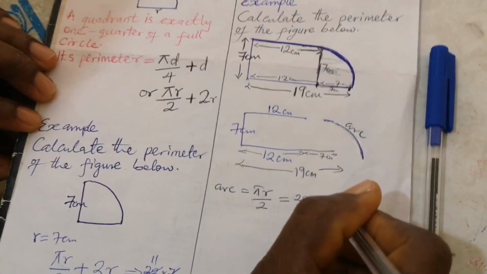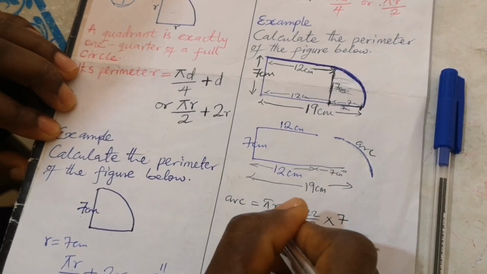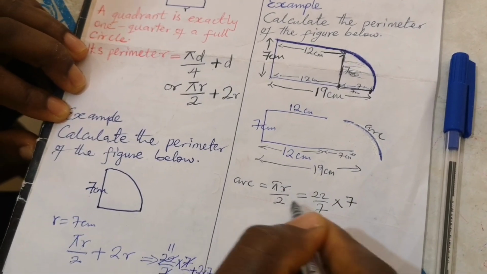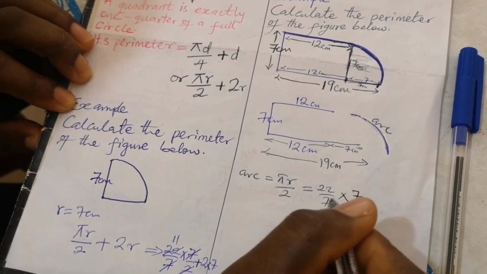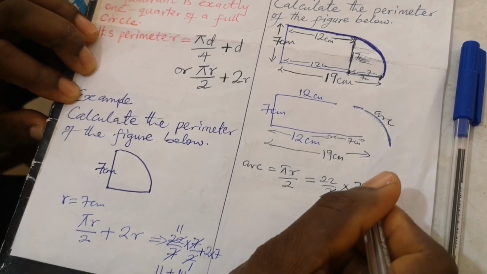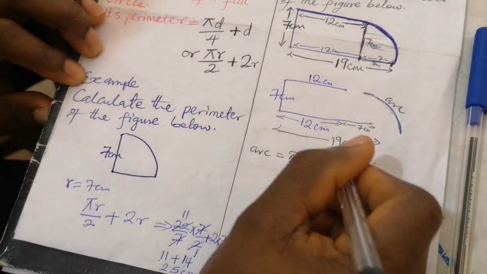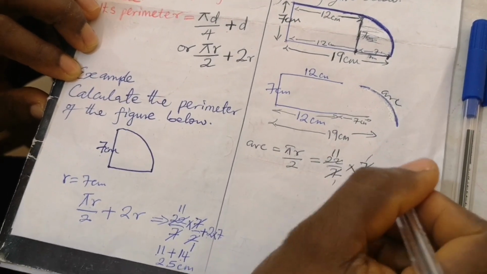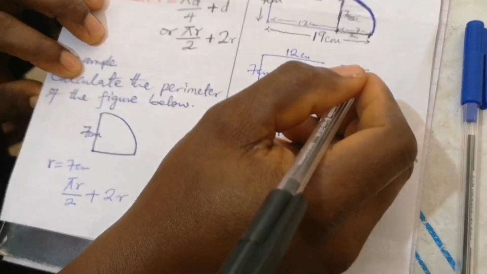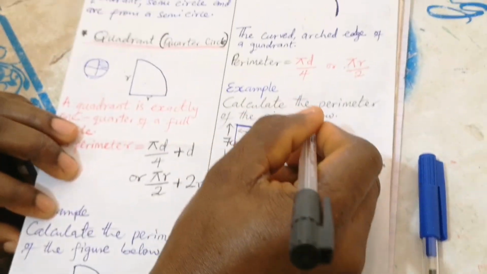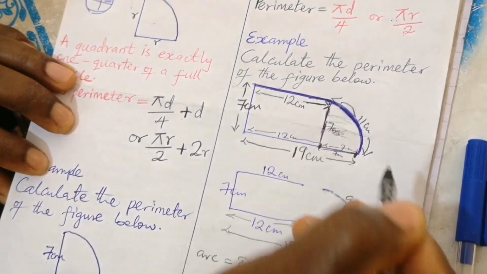So my r is now 7. Then I have to divide it by 2. Okay, let's cancel out. 7 here is 1, 7 here is 1, 2 here is 1, 2 here is 11. So that my arc is 11 cm. I have gotten the value of my arc. So this arc is now 11 cm.